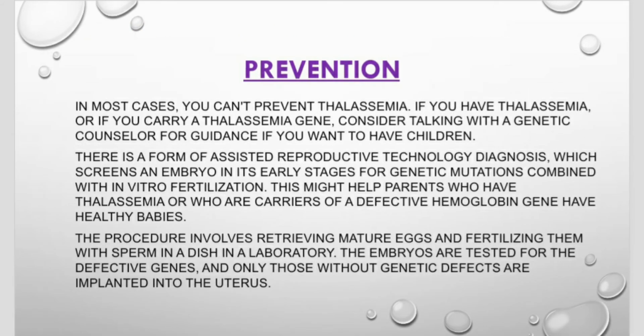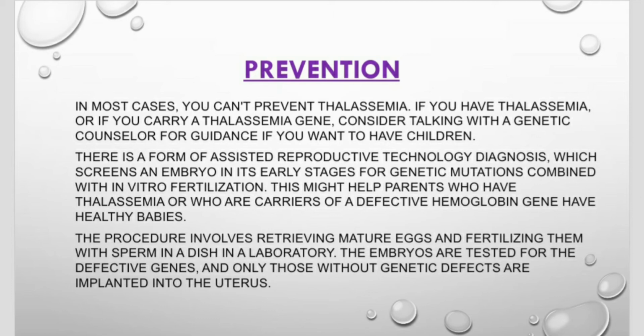How is thalassemia prevented? In most cases, you can't prevent thalassemia. If you have thalassemia or if you carry a thalassemia gene, consider talking with a genetic counselor for guidance if you want to have children. Which means thalassemia cannot be prevented in most cases, but if you carry a thalassemia gene and want to have a baby, then you can go and talk with a genetic counselor for guidance.